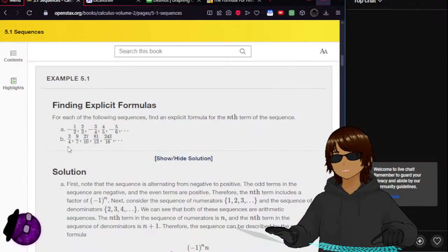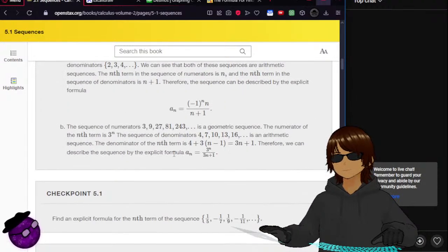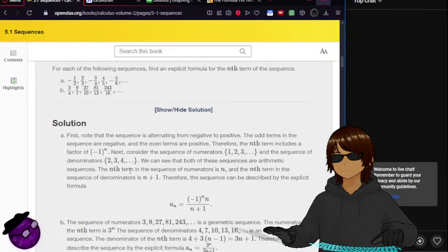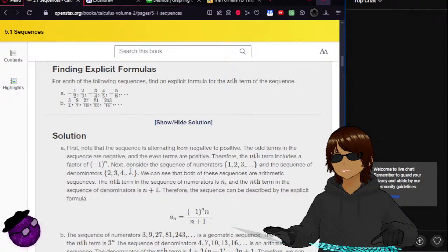As for the next one, 3 over 4, 9 over 7, 27 over 10. Okay, so the numerator is multiplying by 3. The denominator, 4, 7, 10, is adding 3 every time. 3 to the power of n over 3n plus 1. Oh yeah, it's starting with 4, then adding 3 every time.